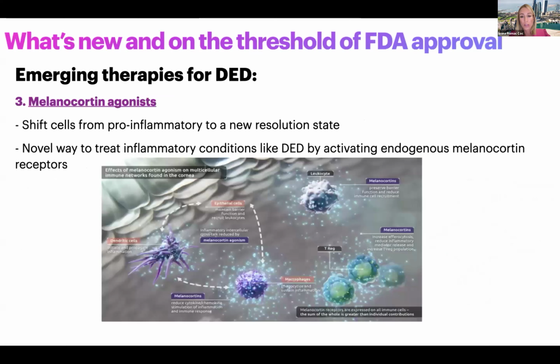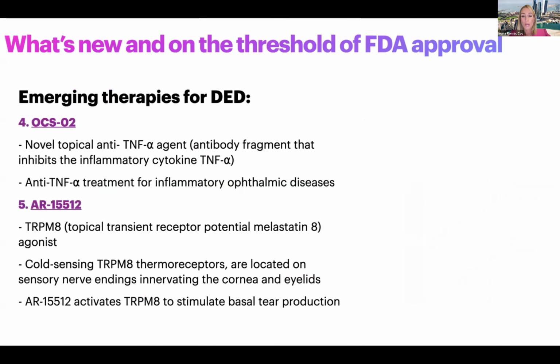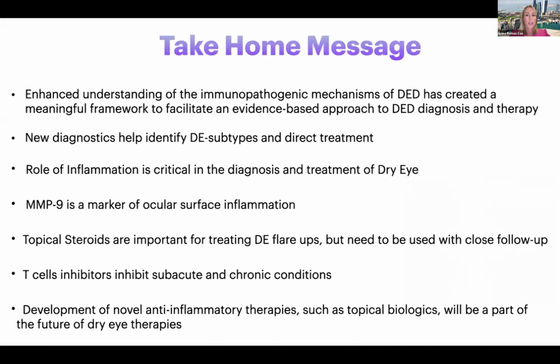We have a melanocortin agonist, which works by activating endogenous melanocortin receptors. We also have OCS-02. It's a topical anti-TNF alpha agent, so it works by inhibiting the inflammatory cytokine TNF alpha. And there is another medication, AR-15512, which mainly activates transient receptor potential melastatin 8, and it's increasing basal tear production.